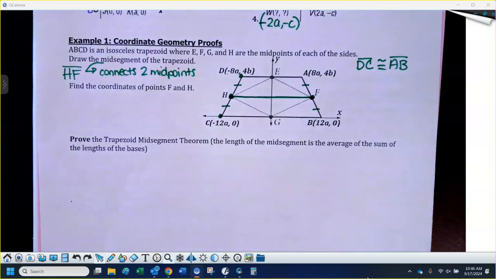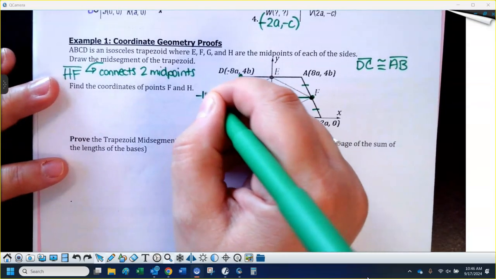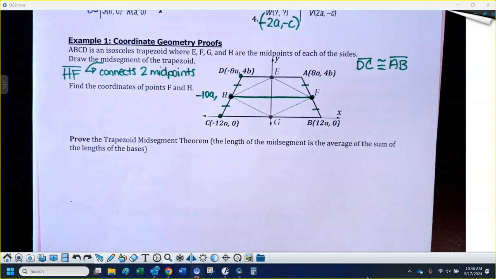Think about that for a second. If you're between, and you can think of it as positive too, it doesn't matter. What's the number that would be right in between 8 and 12? 10. Okay? That's all it is. So this would be negative 10. You just put an A with it.